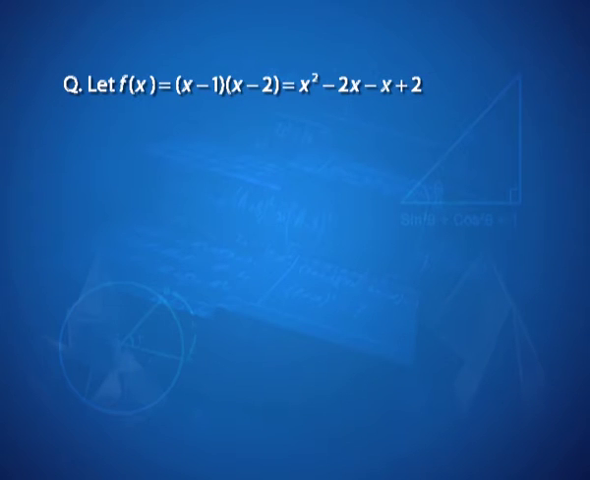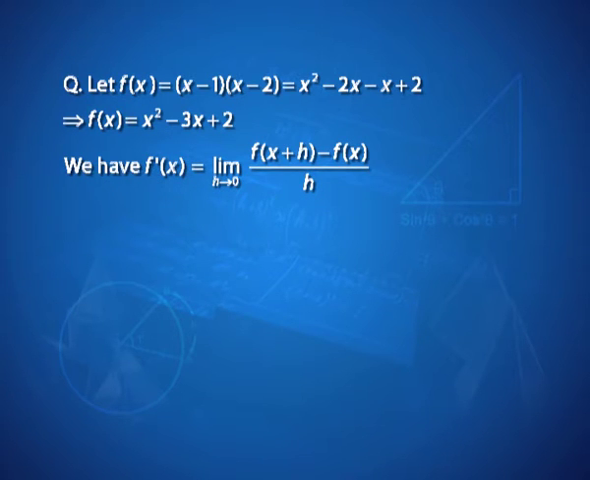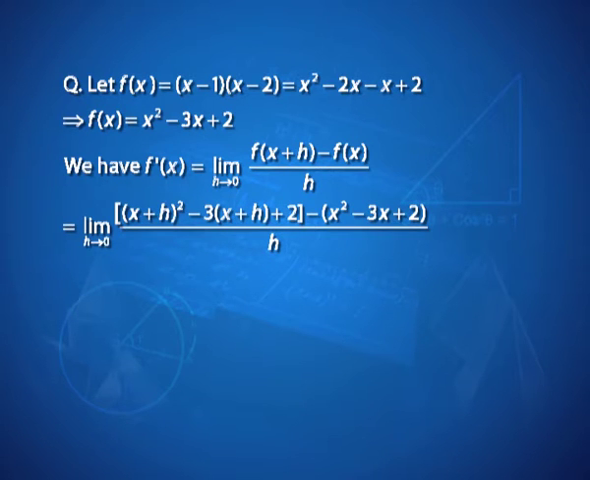f of x is equal to (x minus 1) into (x minus 2), that can be written as x square minus 2x minus x plus 2. That implies f of x is equal to x square minus 3x plus 2. Therefore, f dash x is equal to limit f of x plus h minus f of x upon h as h tends to 0, can be written as limit (x plus h) whole square minus 3 into (x plus h) plus 2 minus (x square minus 3x plus 2) upon h as h tends to 0.